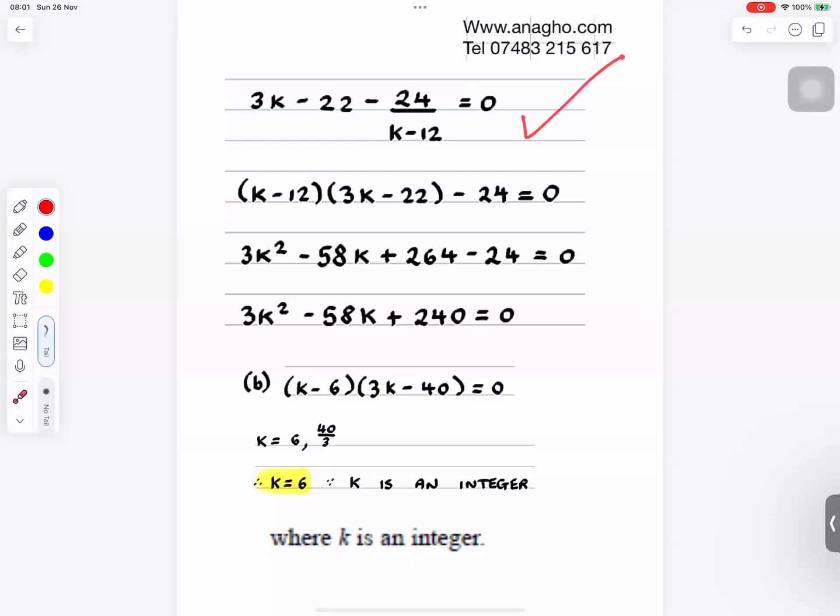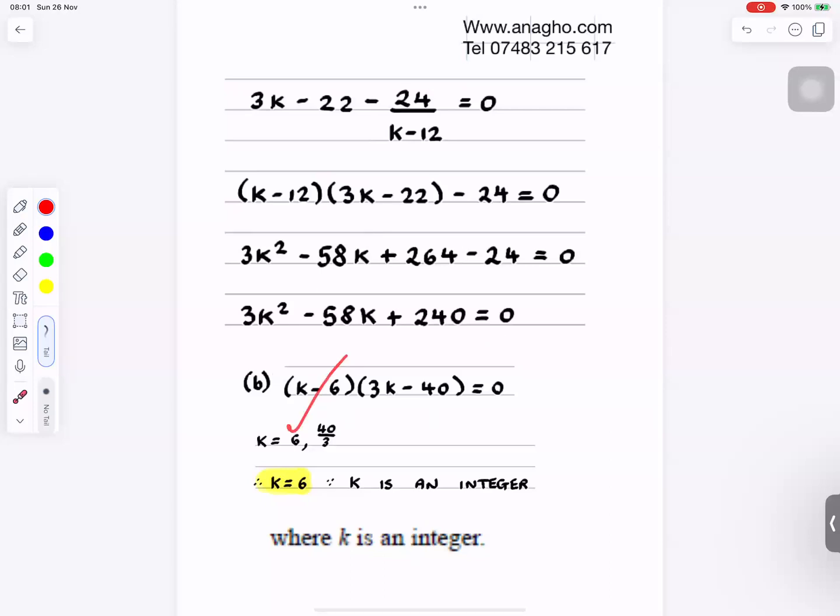We'll start with that expression there. We multiply all of them by k minus 12. That will get it to this linear form. And then you would expand and solve it, and then you will get that quadratic. To solve the quadratic, put that in your calculator.